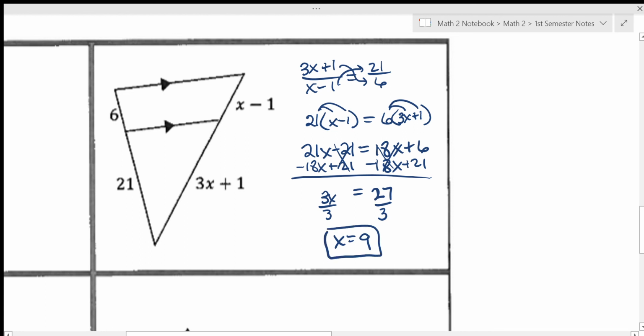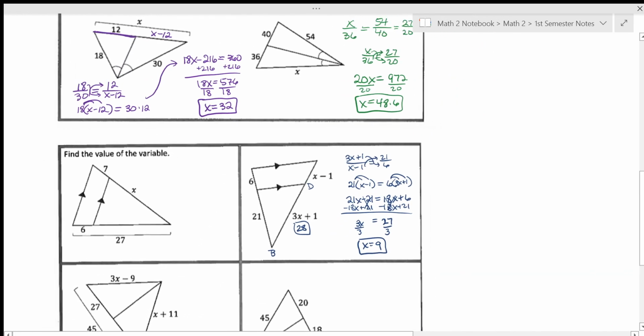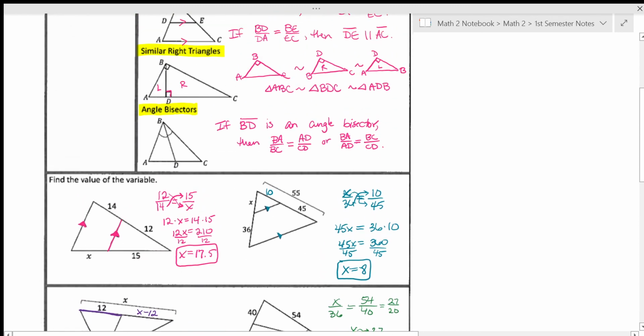Okay, now this would be a problem where we'd want to make sure we answer it fully. There's actually no instructions on here, but say it said find the measure of BD, right? Then we'd want to make sure that we plugged x back in to find the measure of BD. Okay, so just make sure that you double check that you answered the question correctly. And that will be it for our 5-6 notes.